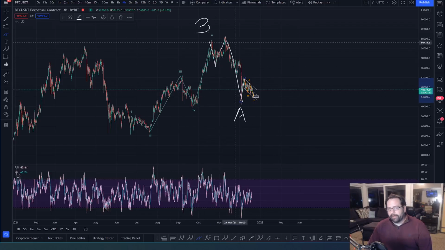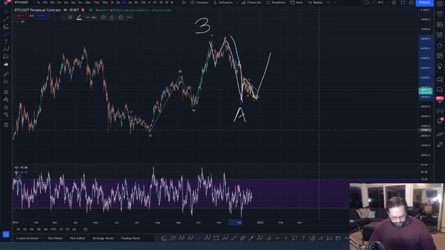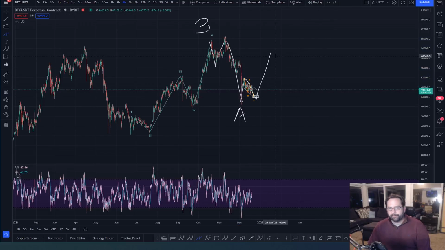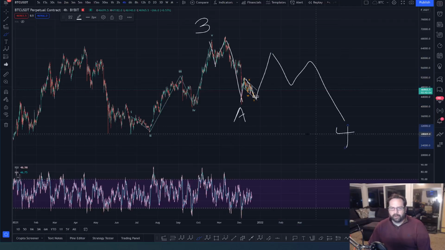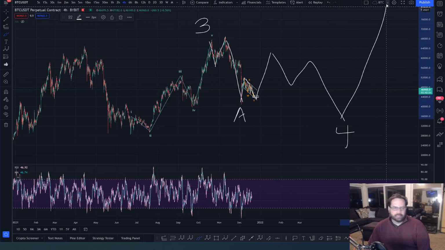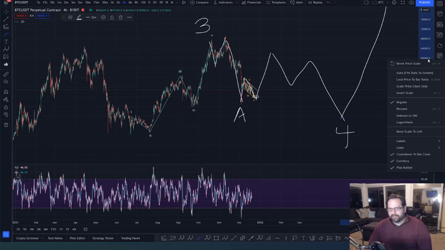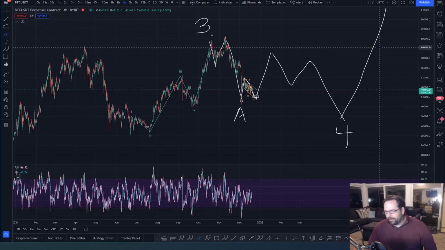Anyway, looking at this as a 3-wave expanded flat, what we have going on now would be another 3-wave move back to the upside like this to retest at least 50 to 60% of that wave, okay? Which would be followed by another 3-wave move of some shape, variety, or size. And that could be a simple fourth wave, which then is followed by the parabolic fifth wave that everybody's hoping that we'll get. That's where we go up to 100K or higher, right?